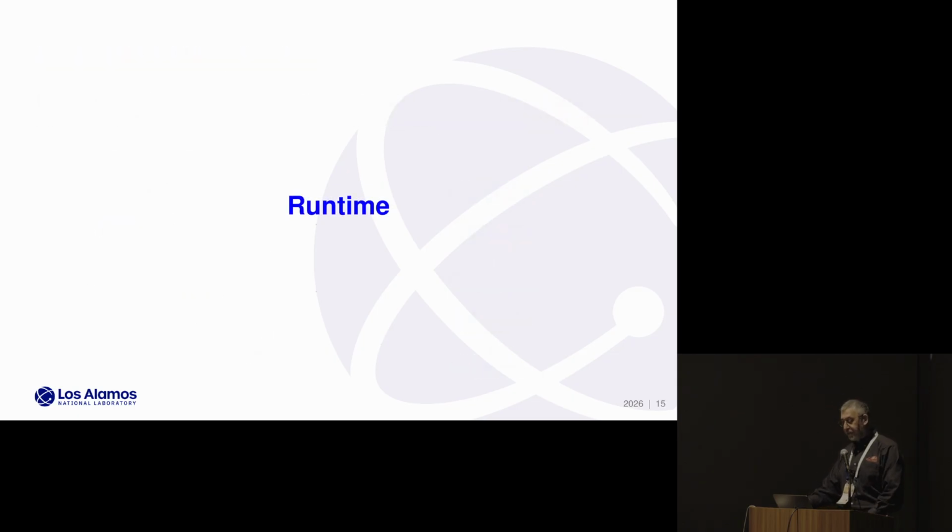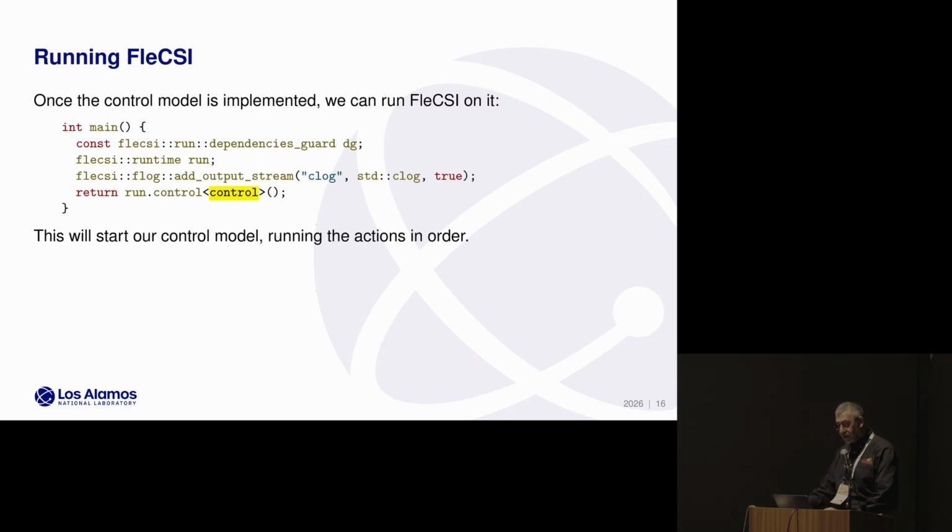Okay, so that's the control model. Now we'll talk about more on launching FleCSI and the runtime system. So once the control model is implemented, we could run FleCSI on it. This is similar to what we saw in the flog example. We declare the dependency guard, we declare a runtime object. Because we're using flog, we initialize flog by adding an output stream. And then to start the control model running, you call run.control, which is templated on the control model, and that starts running all of the actions in a partial ordering.